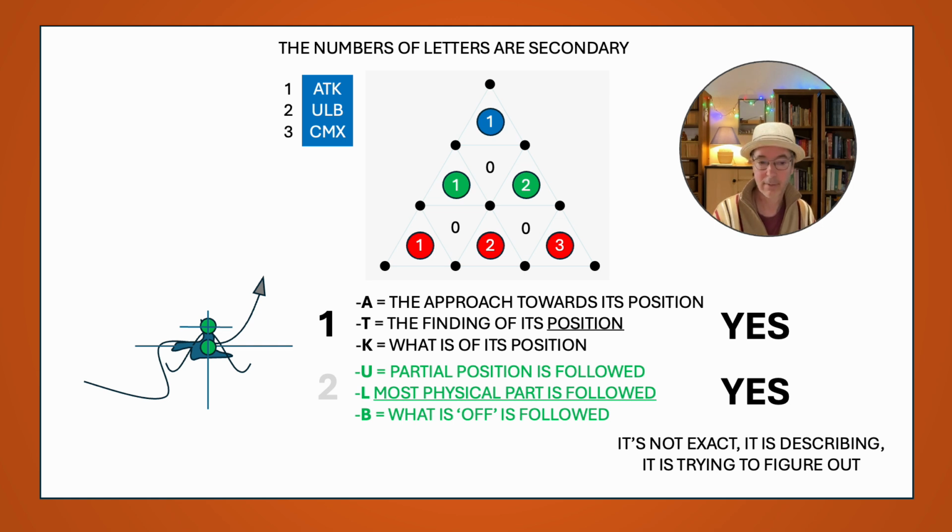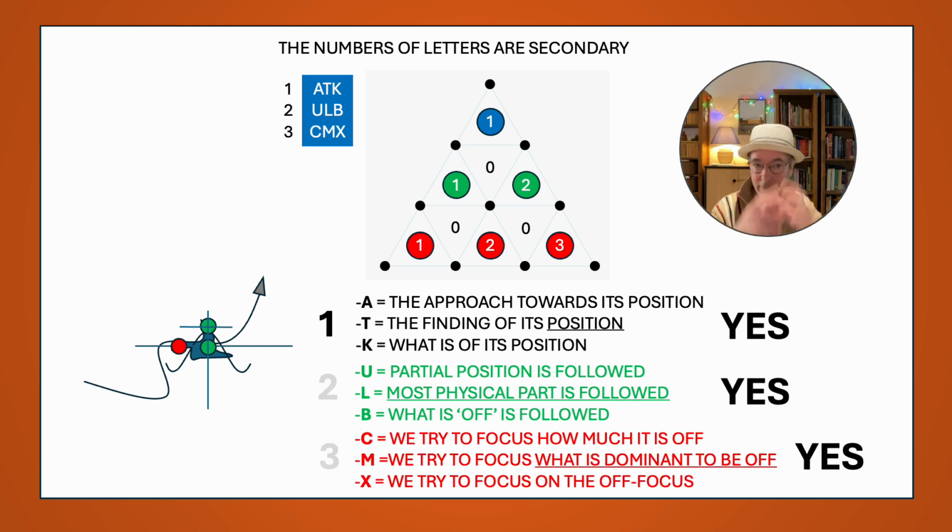But that's all. And the last category of the first 9 letters will relativate a little bit more. So you have these focuses in 3. So you try to see, okay, what else do I have that is not really in balance? What else do I have? So in the C, we see, okay, there is something which is off. How much is it off? And in M, what is most dominant that is off? And in X, we try to focus upon the off focus completely.